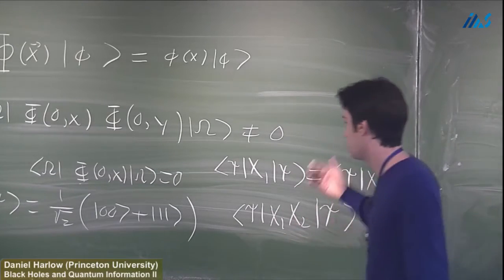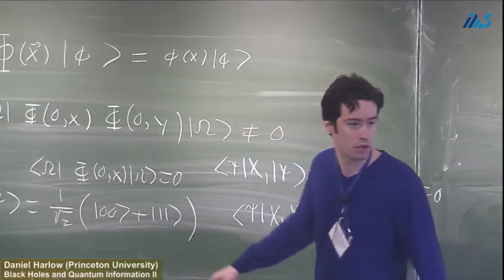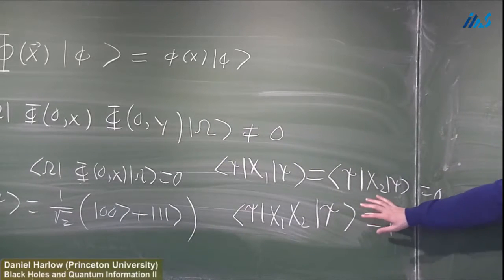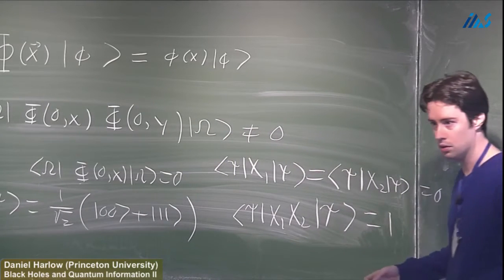I mean, for example, you could have checked, had I chosen a product state here, then you would have found that there was no correlation. Okay, yeah.